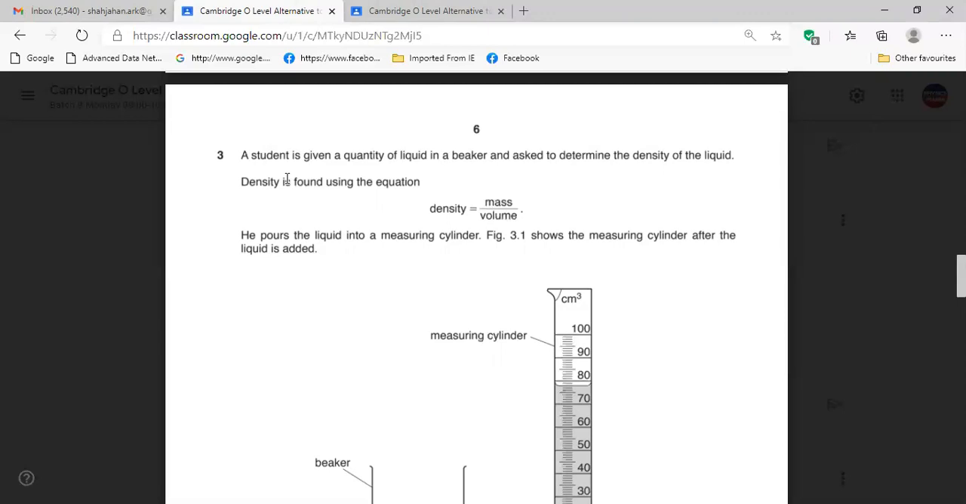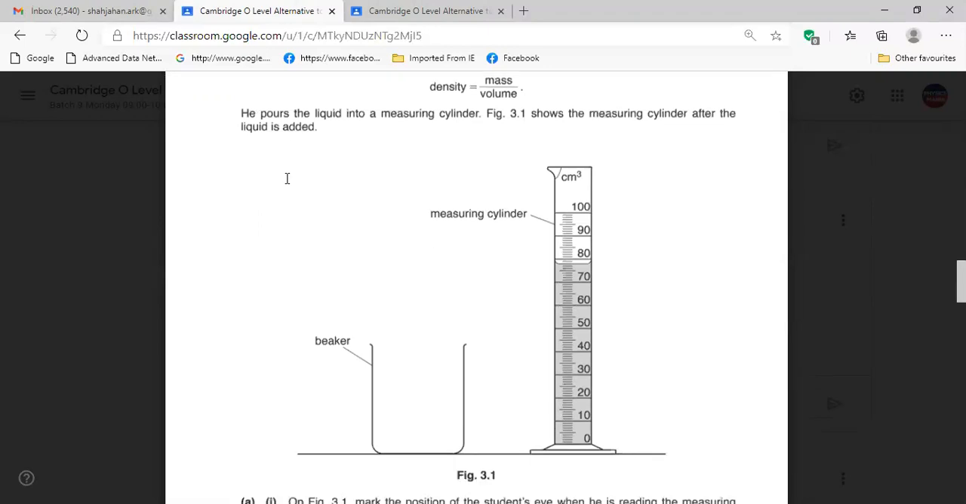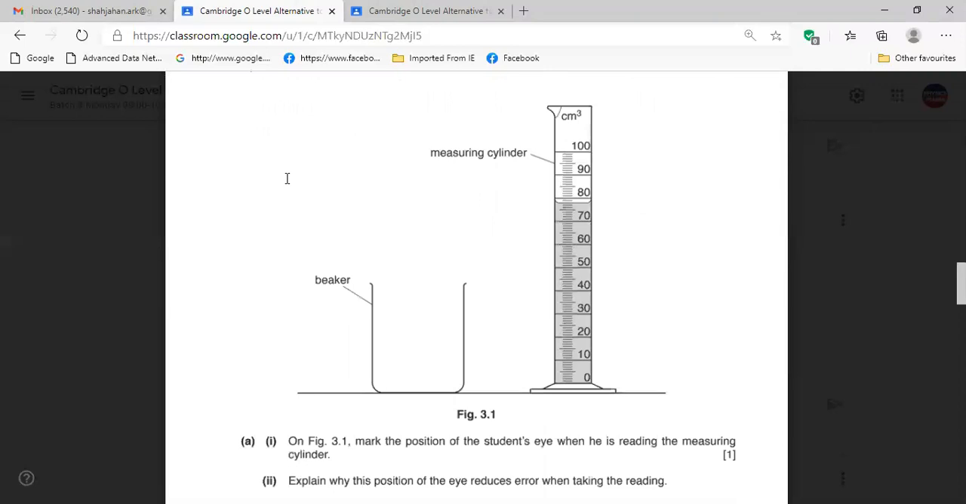A student is given a quantity of liquid in a beaker and asked to determine the density of the liquid. Density is found using the equation density equals mass by volume. He pours the liquid into a measuring cylinder. Figure 3.1 shows the measuring cylinder after the liquid is added. On figure 3.1, mark the position of the student's eye when he's reading the measuring cylinder.